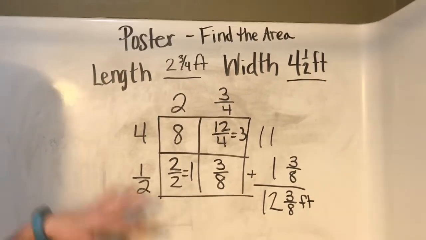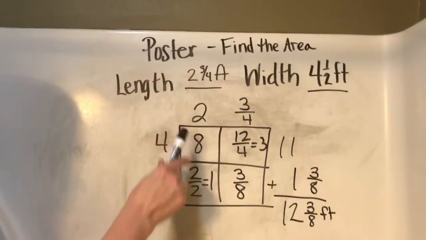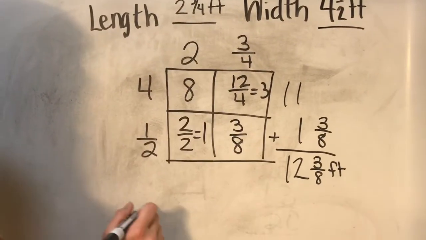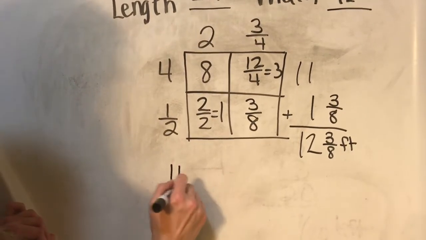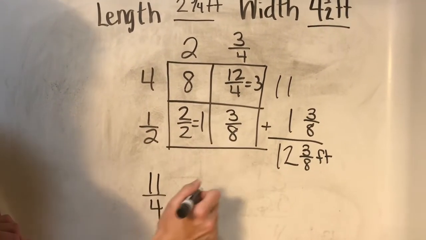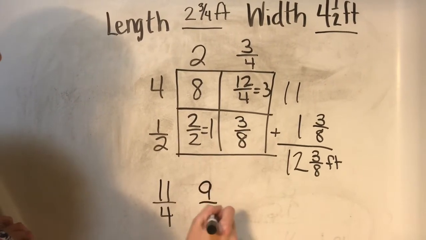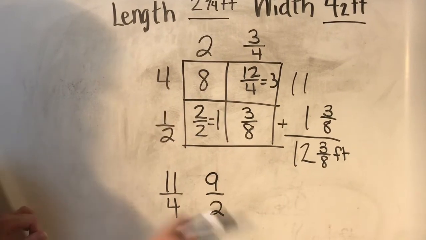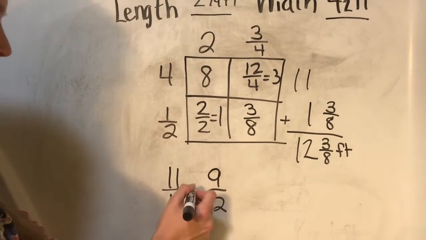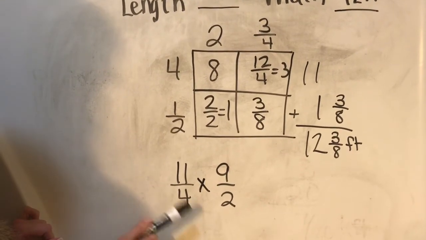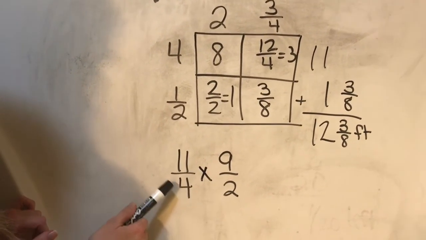Now, the other way that we could have solved this, we could change these mixed numbers into improper fractions. So 2 3/4 would be the same thing as 11/4. And then 4.5 would be the same thing as 9/2. If you don't use the area model, then you can change them to improper fractions. And then we can look to see if we can simplify first. But we notice that we don't have any common factors.